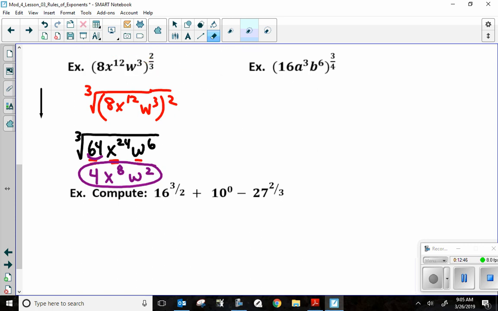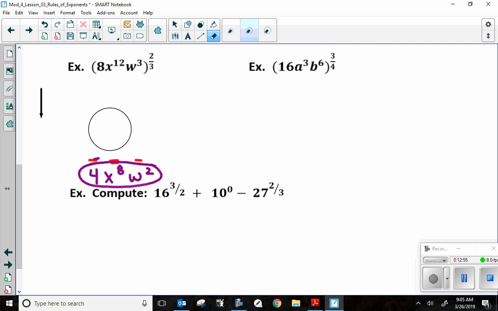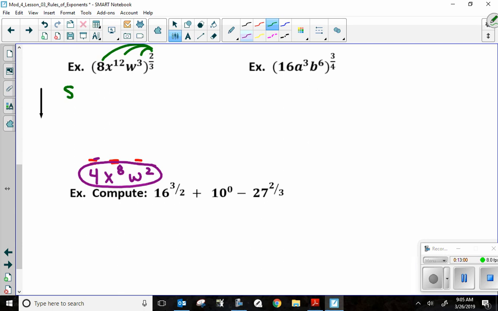Now, let me show you another way, which is probably easier in this case. I'm going to erase this right now, so if you want to write it, you can pause this. But let me show you a second way. I'm going to leave this purple because that should be our answer. I'm going to go ahead and distribute this to all. So I've got 8 to the 2/3. I've got x, 12 times 2/3. 3 goes into 12 4 times. 4 times 2 is 8. There you go. W, 3 times 2/3. My 3's cancel. W to the 2.